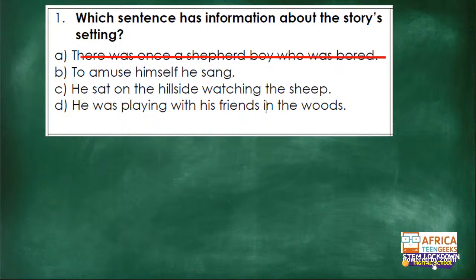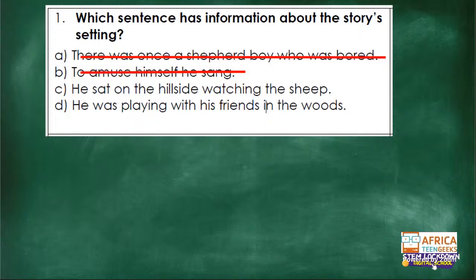Next one: To amuse himself, he sang. Well, it wants to know the setting, where it took place. Does it tell us where? It doesn't actually tell us where. Both sentences are no, because they don't tell us about the setting, where it happened. So what about the next one?